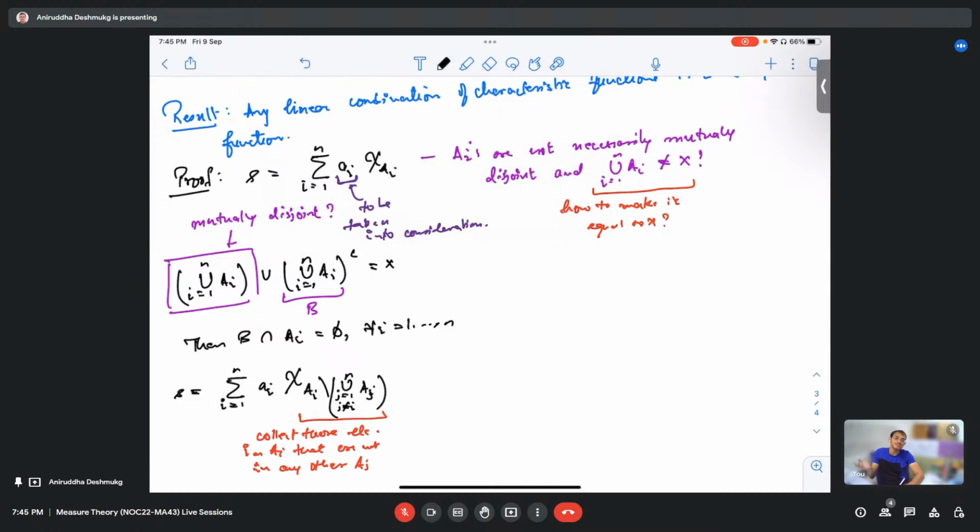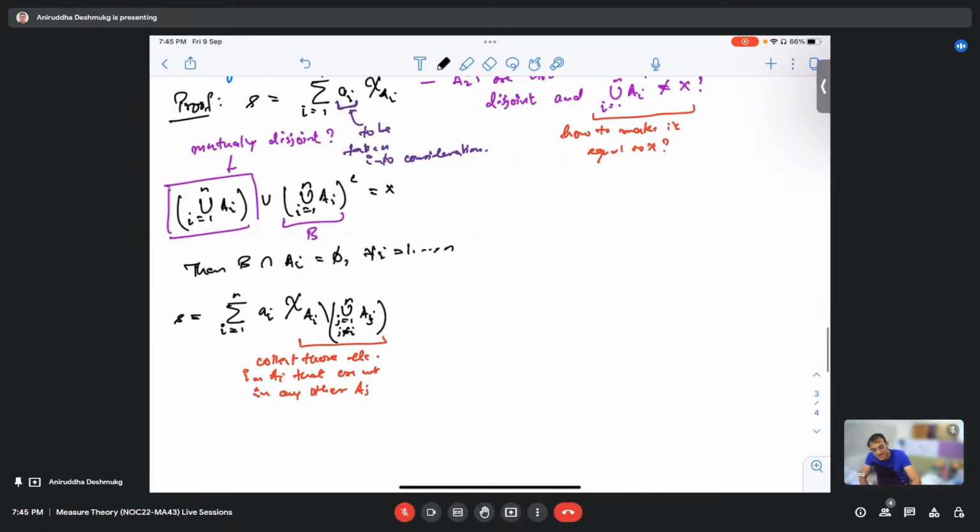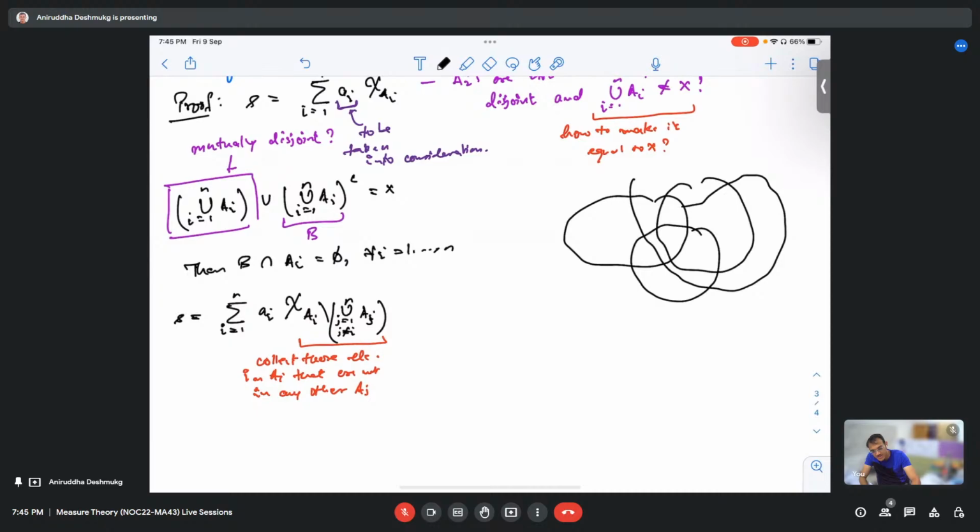Because now we have excluded a lot of parts. For example, we may have a situation like this: this is our A1, this is A2, this is A3, and this is A4. We have only included this part, this, and then this, and this part, right? There are still a lot of points which we have not included. So to include those, what will we do?